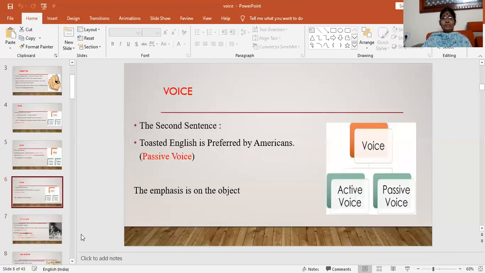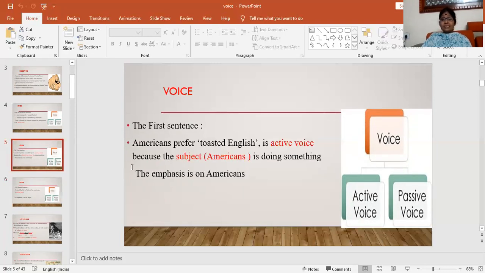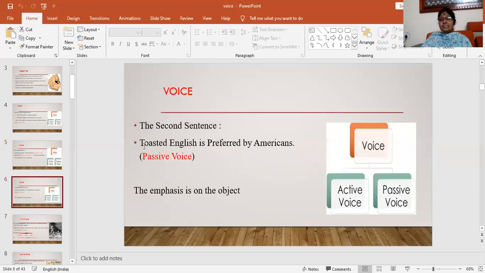Now let us look at this second sentence. Toasted English is preferred by Americans, right? Now here, what happened? What is preferred by Americans? Toasted English. Now what are we stressing more on? Toasted English. Now let us go back to the first sentence. Americans prefer toasted English. What are we stressing here? We are stressing here on Americans, whereas in the second sentence, we are stressing on toasted English.